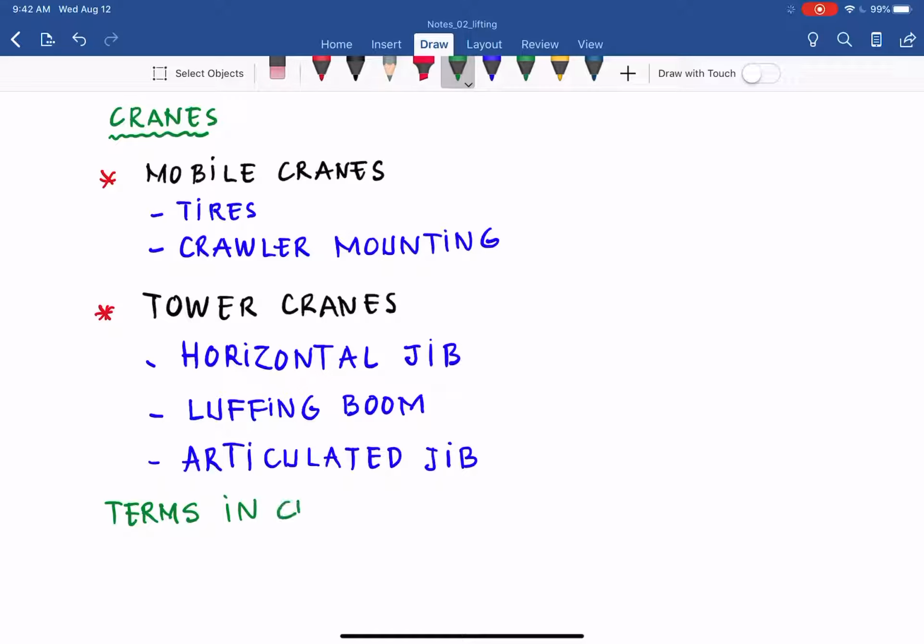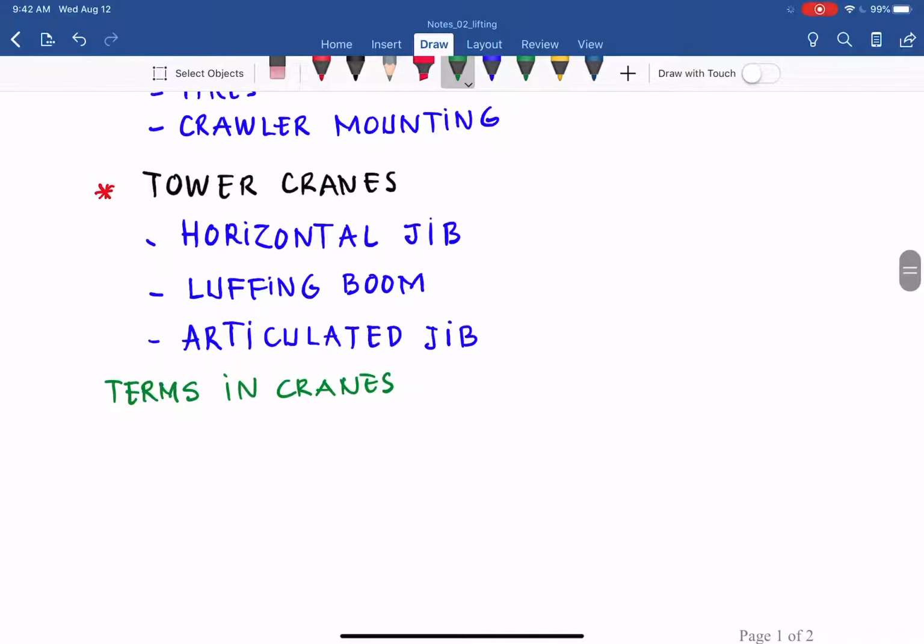Terminology in cranes. A few things that you see. The first, the major factor controlling the load is the operating radius. So the first one, we need to know what the operating radius is.